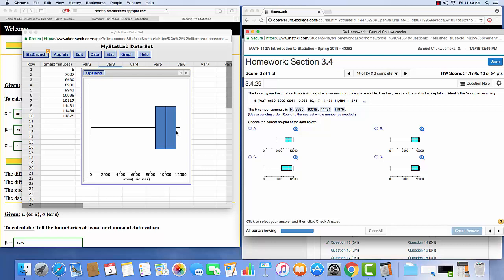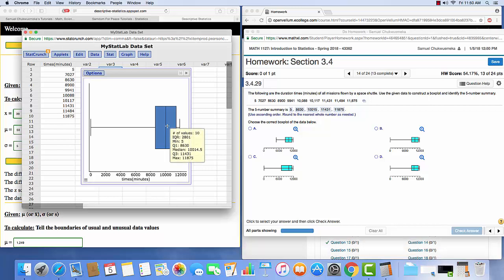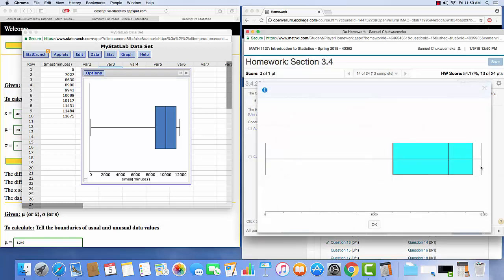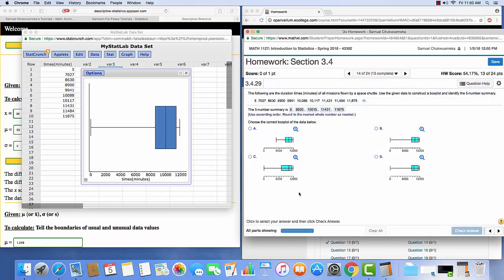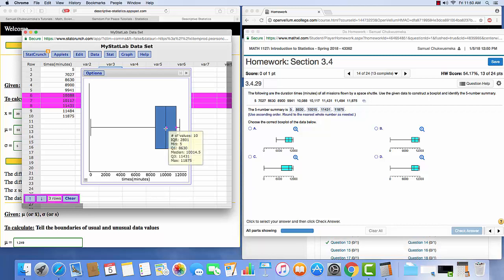Okay, let's check the maximum. The maximum is 11,875. So we look for which one we can eliminate based on that. If we look at C, the maximum seems to be 11,875. We leave it. We look at B, seems to be that. We leave it. We look at D, seems to be that. We leave it.